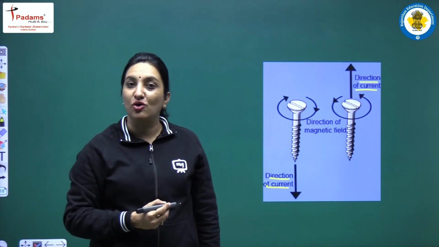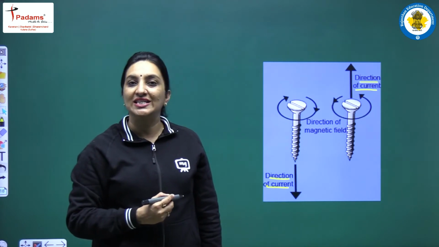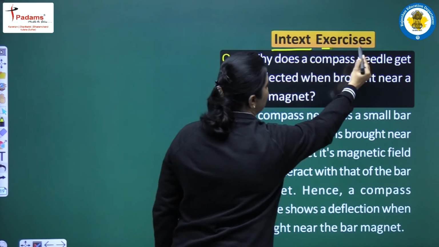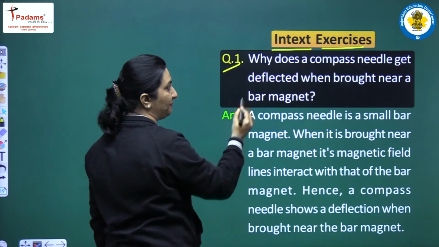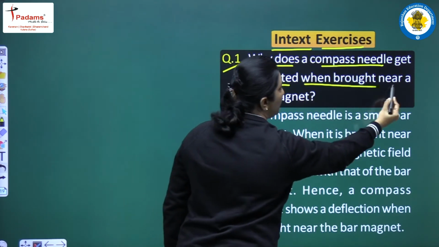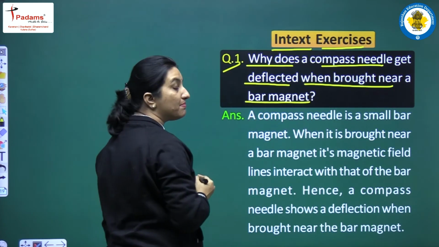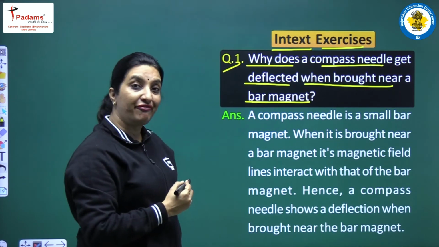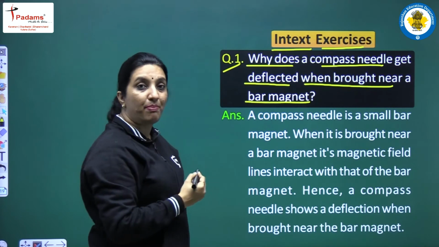So now let's solve the problems given at the end of this topic. So students, we will solve the in-text exercises. Question number 1. Why does a compass needle get deflected when brought near a bar magnet?